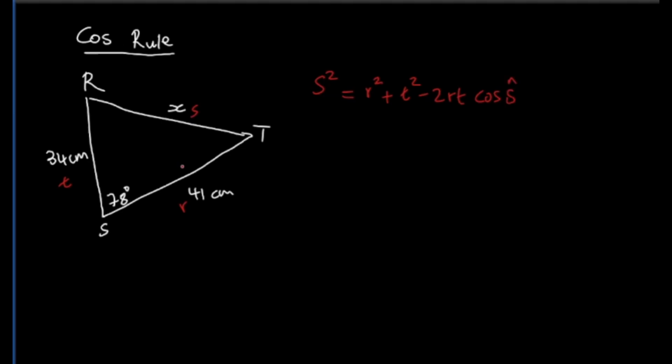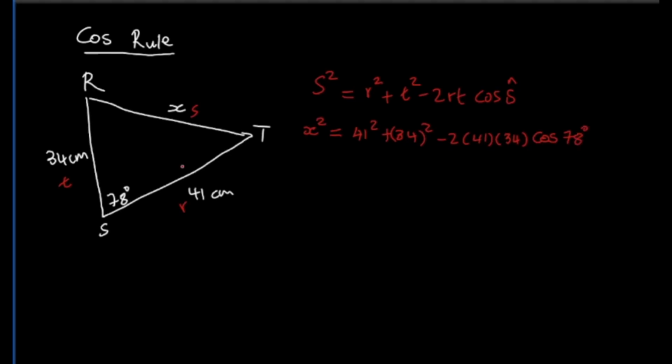So now the small s is x, which is what we are looking for, and then the r there is given as 41. So this will be 41 squared. We need to add this to 34 squared. Then minus 2 into your r, which is 41, and into t, which is 34. You just have to substitute what you have, the cos of that 78 degrees.